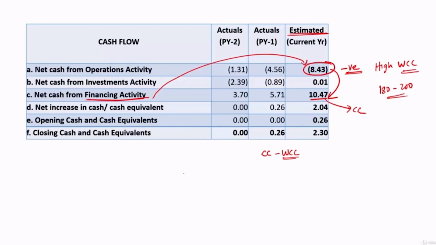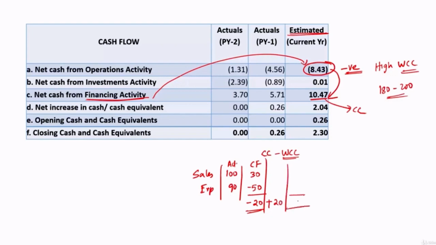Just think of a scenario. Let's say sales is 100, expenses are 90. This is actual. Let's look at the cash flow also. Out of 100, what is realized is only 30. Out of 90, what is paid is, let's say, 50. So there is a negative cash flow of 20, and if this 20 is funded by CC, let's say CC available is 20, then in the end, if you look at the operational cash flows, it will be 0, because we had negative 20 that was funded by plus 20. If this 20 is captured under operational cash flows itself, as part of current liability, this will become 0.